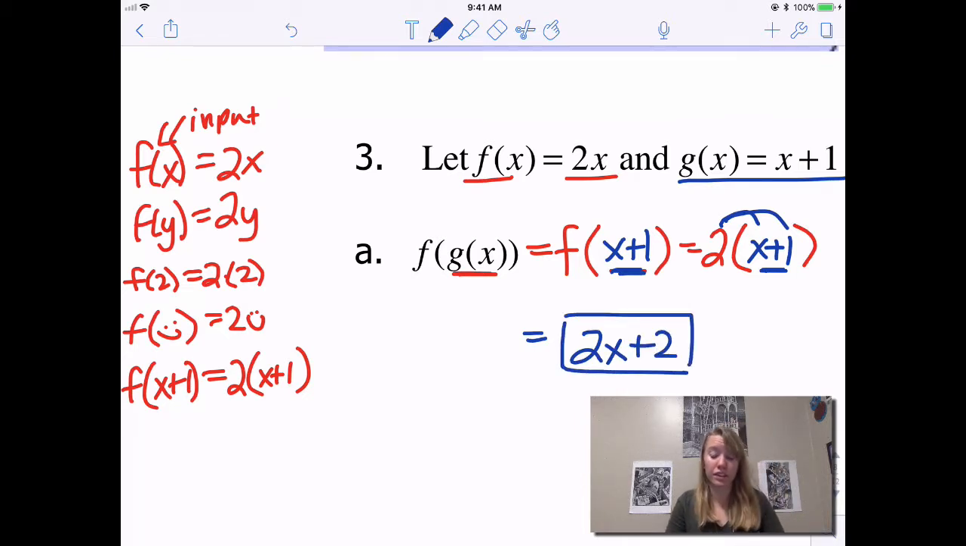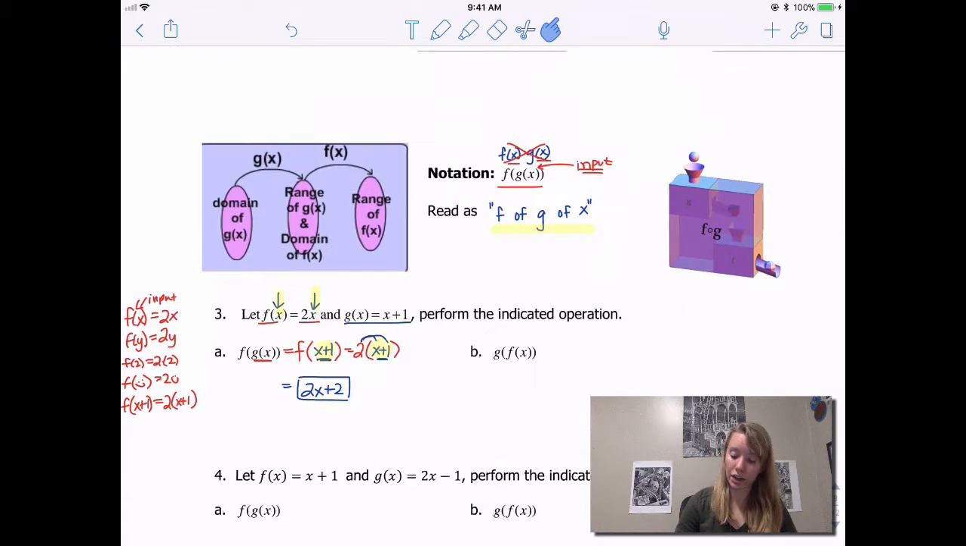That might be a little confusing the first time that you see it. You've got to always be matching what's in the parentheses. Your input has to match the variable in your actual problem. So here I've got x and x, and then in my final answer I have x plus 1 and x plus 1. Let's try another one.